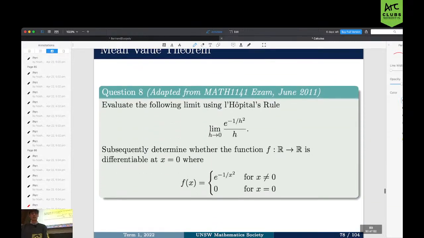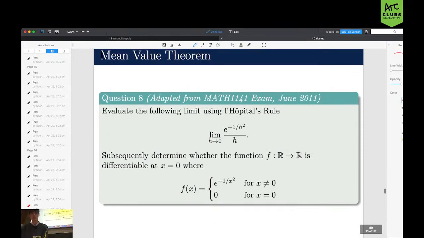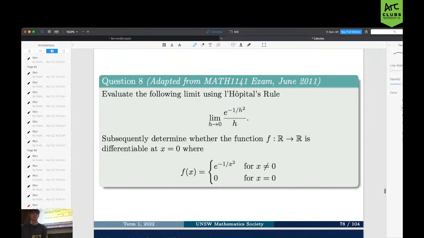So let's go ahead and apply L'Hopital's rule to an interesting question I took from a Math1131 exam. It says we need to find the following limit using L'Hopital's rule, and then using that, determine whether this function is differentiable at the point x equals 0. All right, so let's go ahead and start this question.